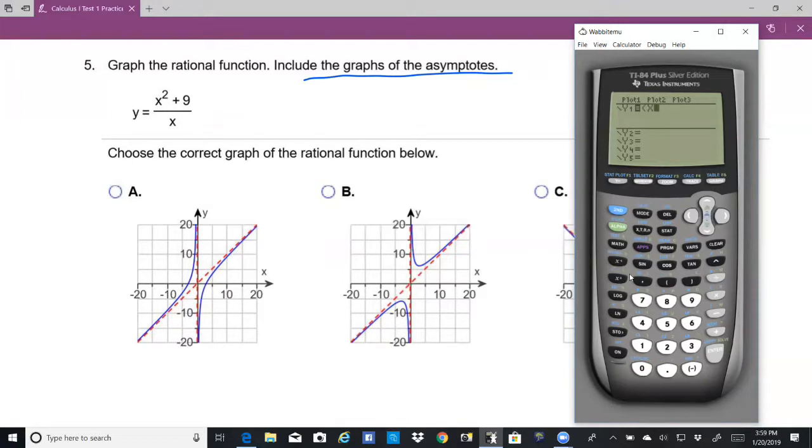So we're going to put the function in the calculator. It's x squared plus 9 divided by x. And in this particular case, I'm going to zoom to the standard window.